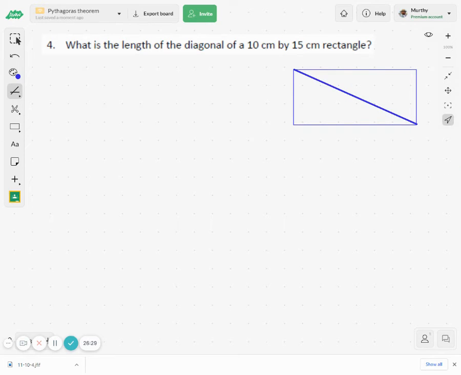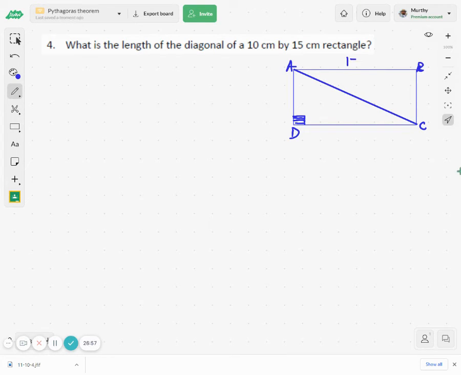Let me explain this one. Let's say ABCD is a rectangle. You know that all 4 corners of a rectangle are always 90 degrees, right? And the square represents, don't forget, 90 degrees. The length and width are given as 10 and 15 centimeters.